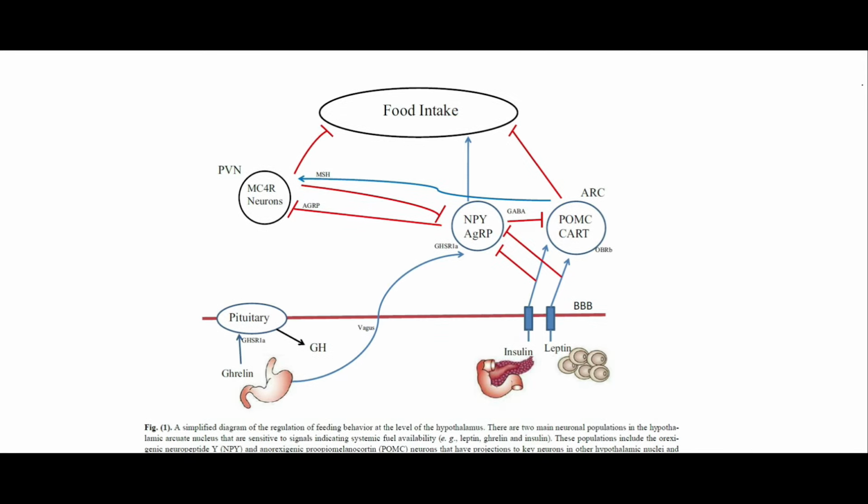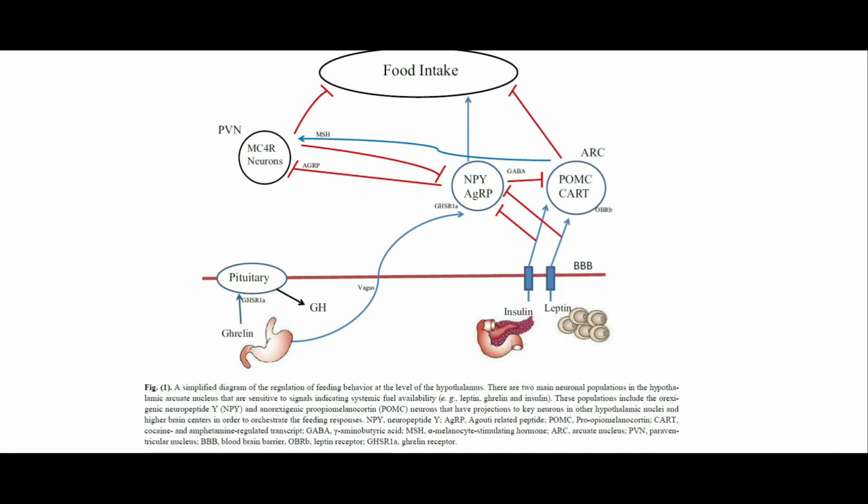So this is a sort of simplified look at this, and so what we see, we have our ghrelin coming from the intestinal tract. We have our insulin coming from the pancreas and our leptin coming from the fat cell. So the ghrelin comes up, it comes up here and it binds with this GHSR1A receptor on the NPY-AGRP neurons, which are the hunger neurons. And so this shows a blue arrow that means it's activating.